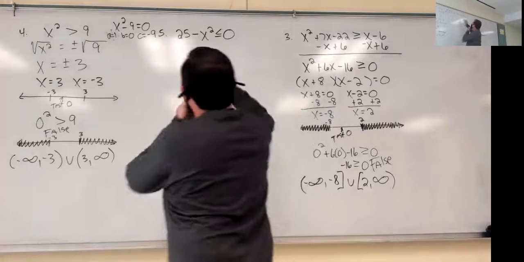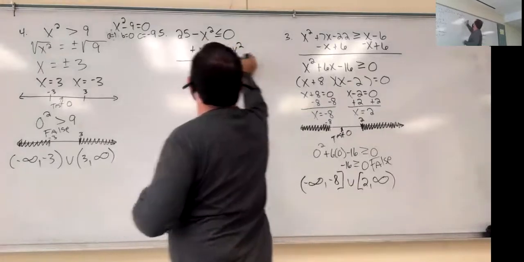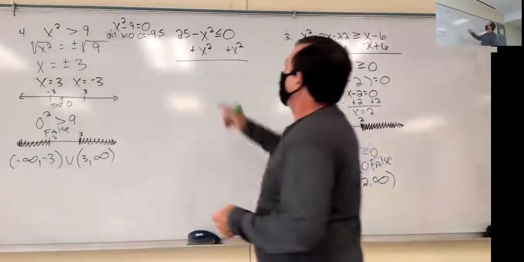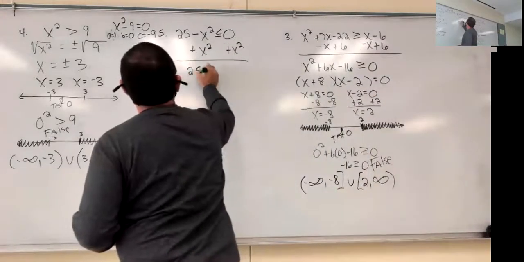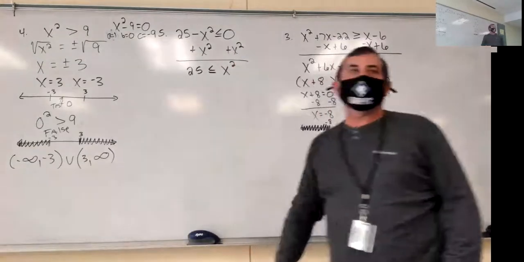Okay? So I'm going to do what he said and just add an x squared to both sides, because then this will give me 25 less than or equal to my x squared.